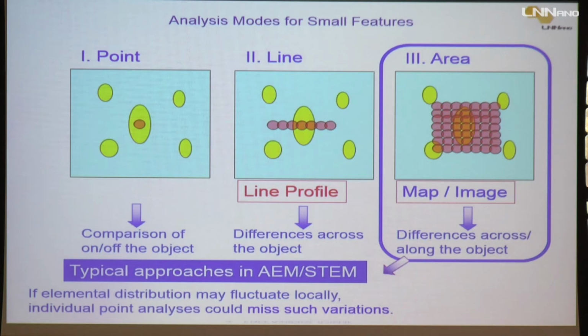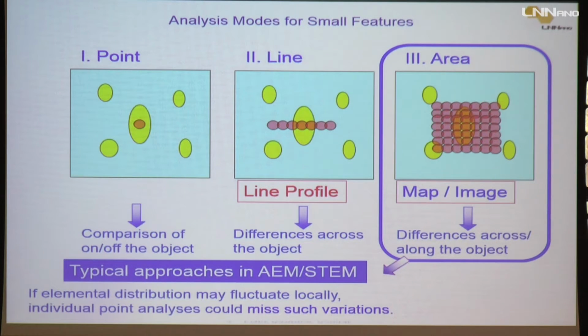Here are the types of analysis that you can do. You can do point analysis. It's really, really important. You solve many important problems of your material by dealing with these. You just focus your probe. You don't need to be in STEM mode. You can do it simply in the conventional TEM.